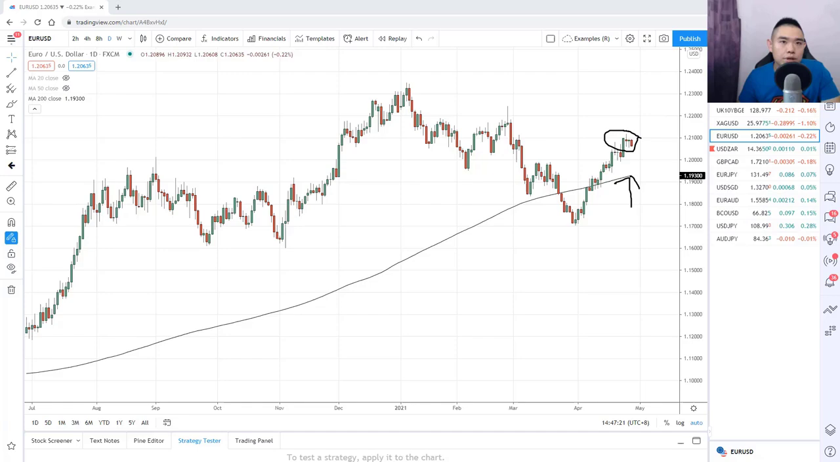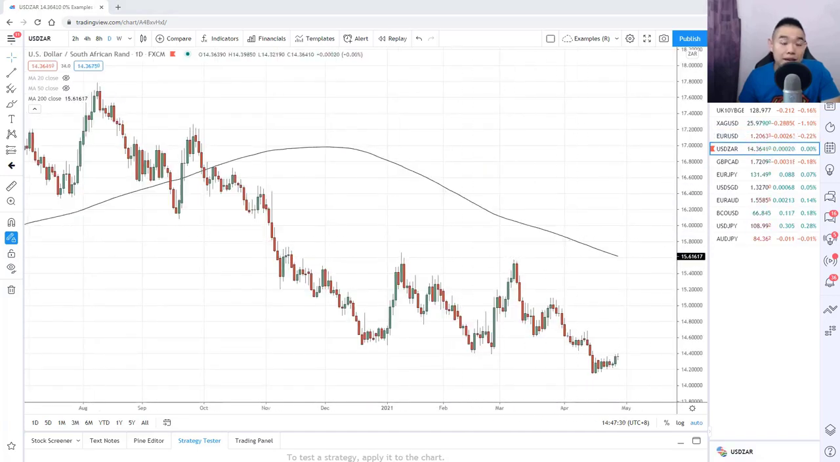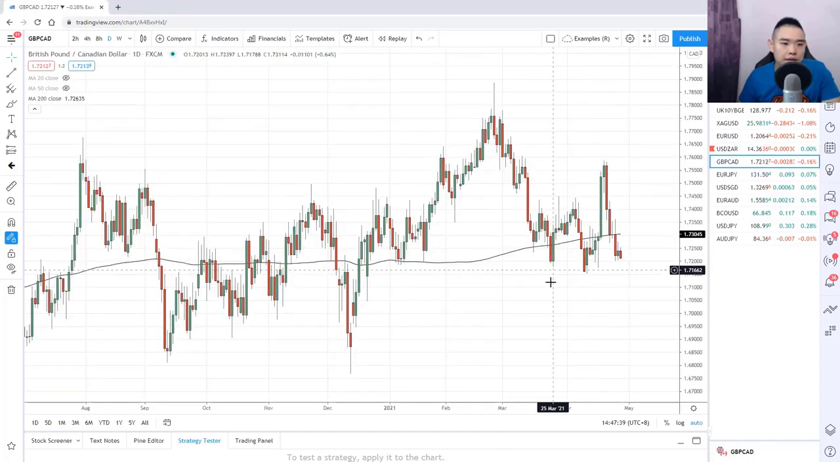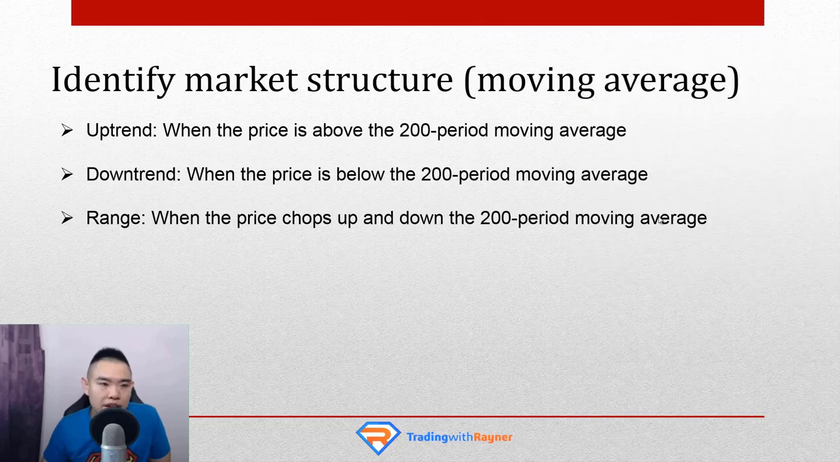200-period moving average. Now, if you look at the dollar against the South African rand, you can say that this market is in a downtrend because the price, which is here, is now below the 200-period moving average. And if you look at this one over here, pound against the Canadian dollar, you can see that this market is in a range because the price is chopping up and down the moving average. Okay, so we can conclude that this market is in a range. And that's how you can use moving average to help you define your market structure.